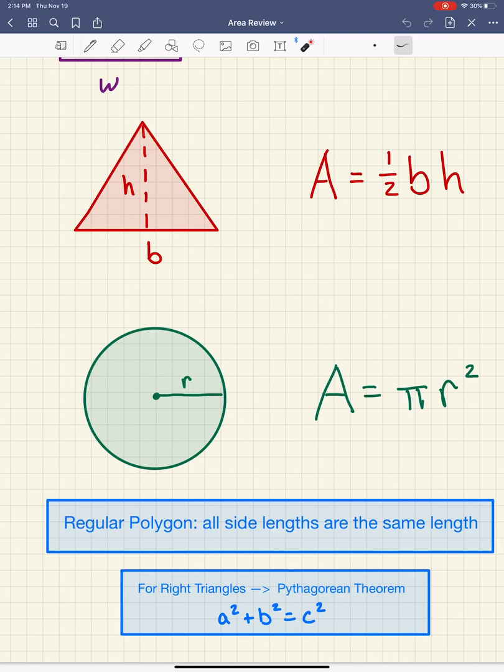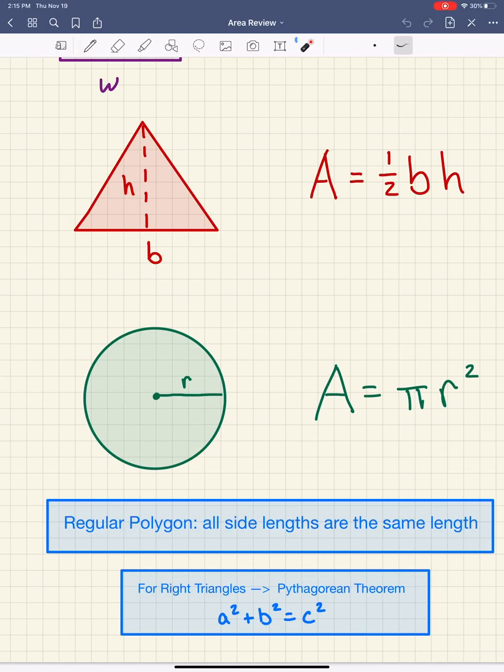First, a regular polygon. That's a term that they're going to use. They call it a regular polygon, and that means that all the side lengths are the same length. So all the side lengths are congruent, and also all the angle measurements are congruent, but we won't really use that here. But for our purposes in this unit, you'll need to know that if it's a regular polygon, then that implies that all the side lengths are the same.